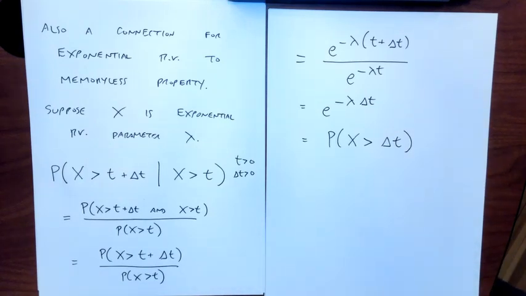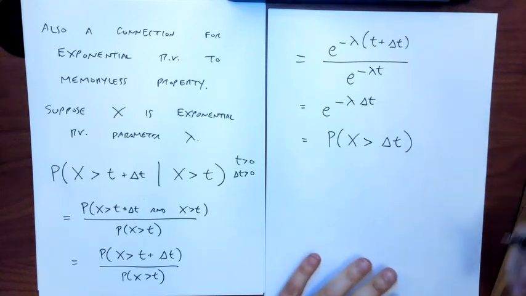So the verbal statement of this result is saying that if everything is exponential, it's like saying, well, the probability that I have to wait 10 more minutes for the bus, given that I waited 15 more minutes, is the probability that I had to wait 10 more minutes in the first place, right? It's like the bus doesn't remember how long you've been waiting. It just has the same probability. So let me just write that down.